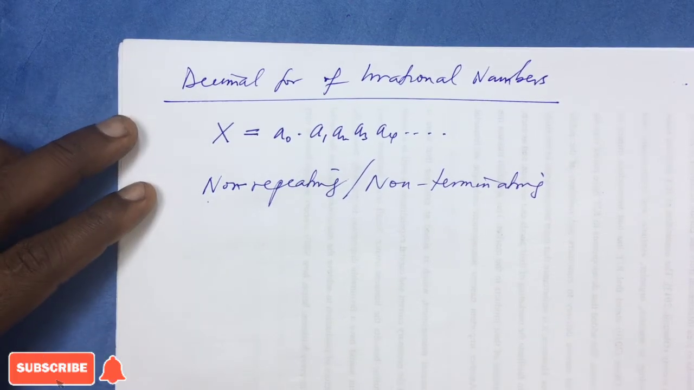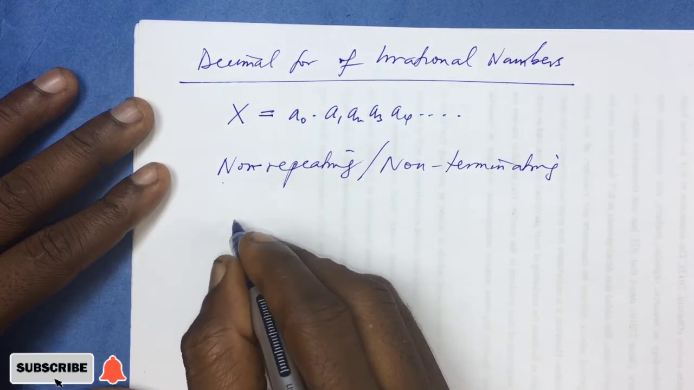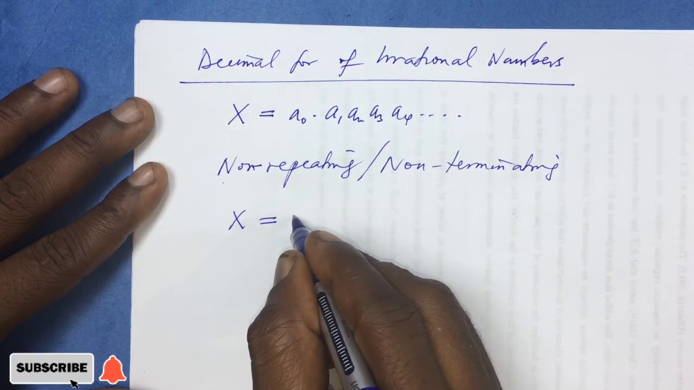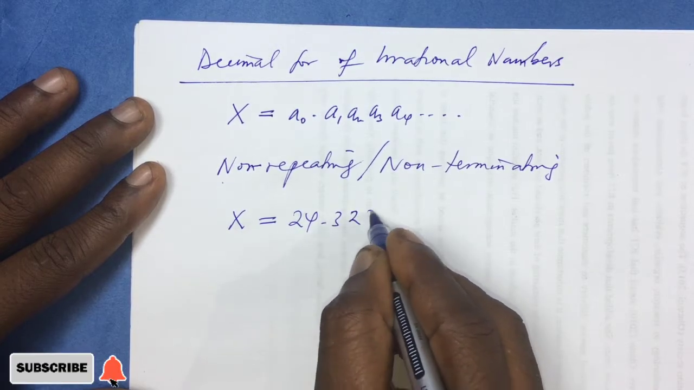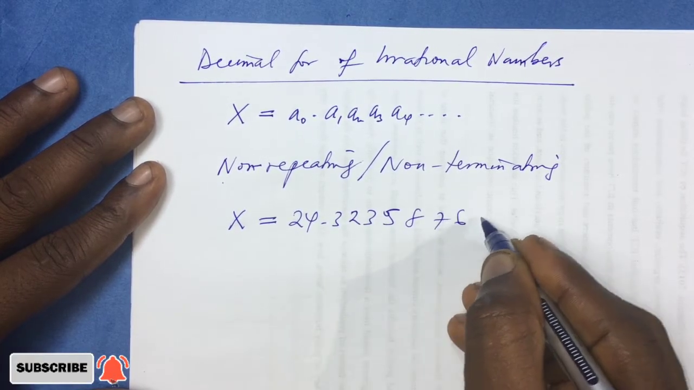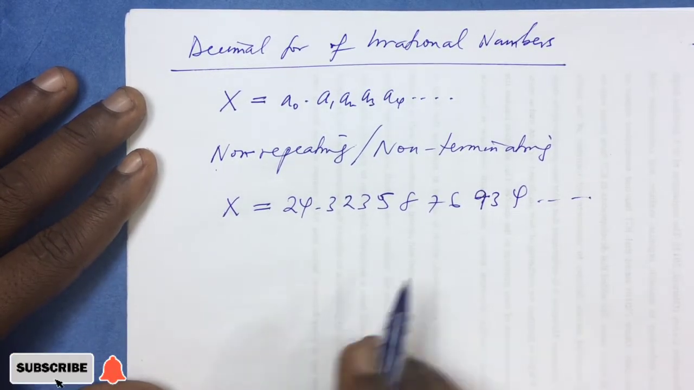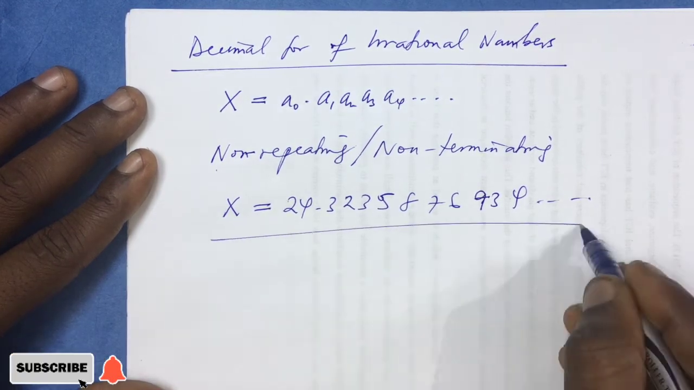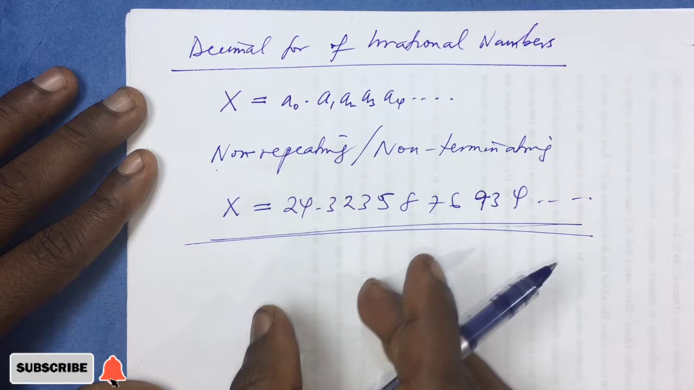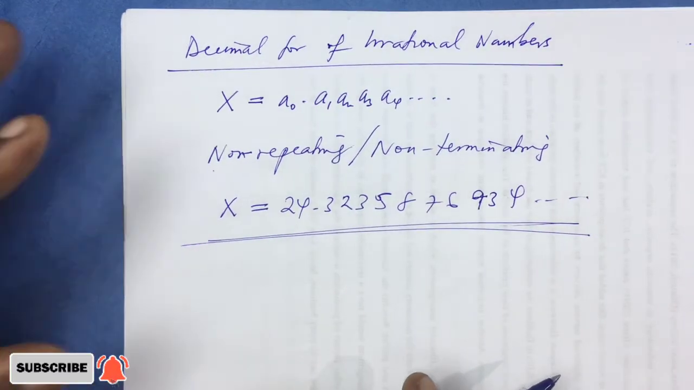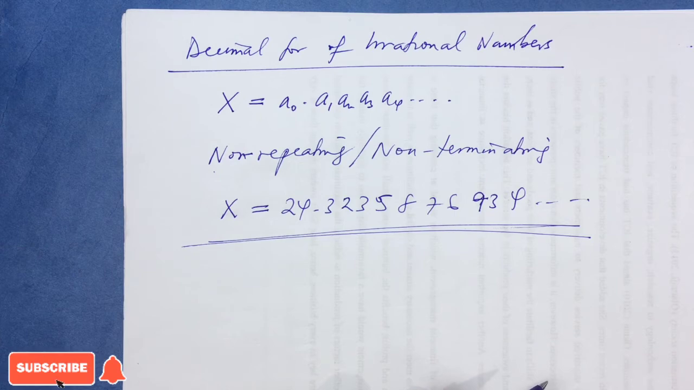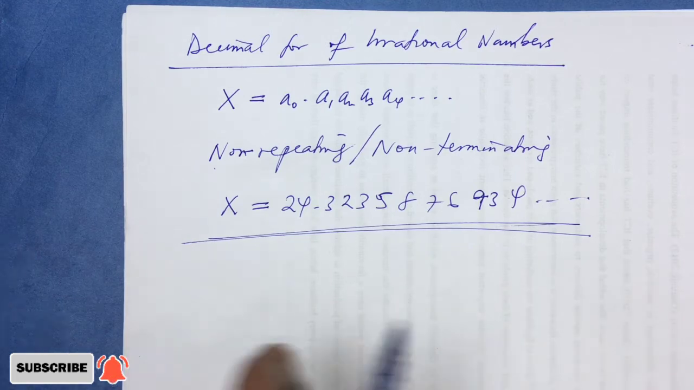So a typical example of an irrational number may be a decimal like this: 24.32358769334, and so on. Notice that there is no pattern to this decimal, and this may be a clue that the decimal must have come from an irrational number. Okay, so one way to identify irrational numbers is by putting them in decimal form, because in decimal form, irrational numbers are non-terminating decimals. Non-terminating in the sense that the decimal keeps going on without any pattern.